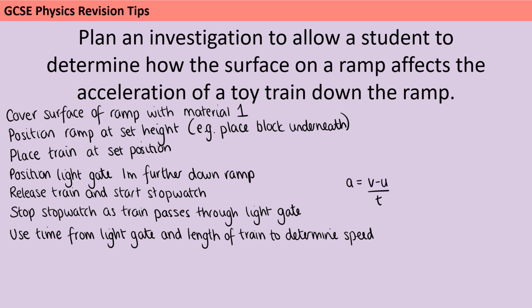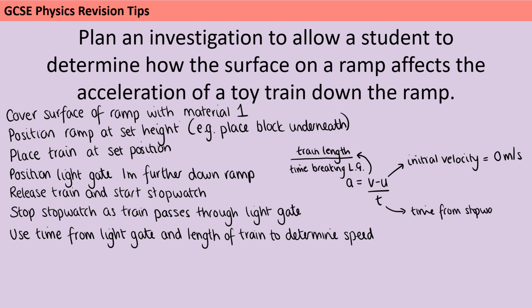So I can then say acceleration is final velocity minus initial velocity divided by time. So that initial velocity is 0 because the train was stationary at the start of the experiment. And then the final velocity, I'm going to do the length of the train divided by the time it took it to break the light gate, and that will tell me how quickly it was moving as it passed through the light gate. And then the time is from my stopwatch.